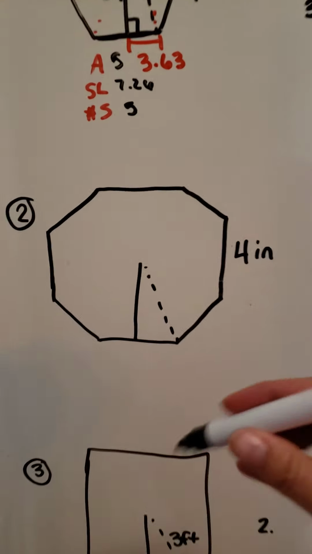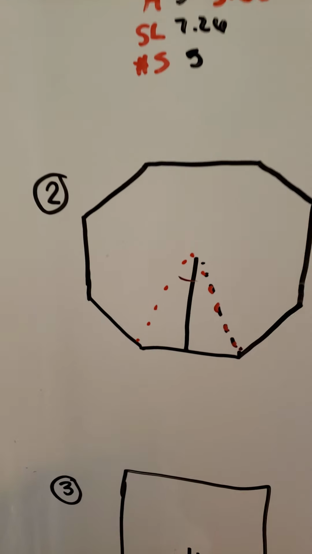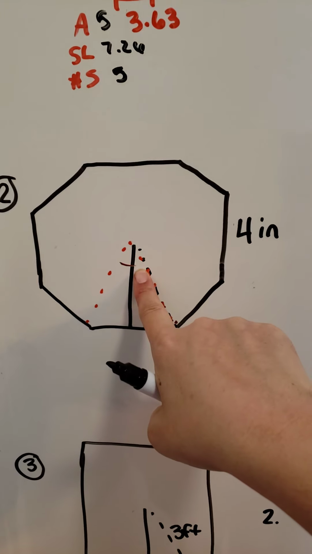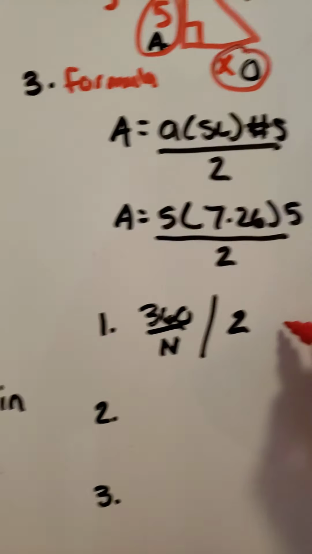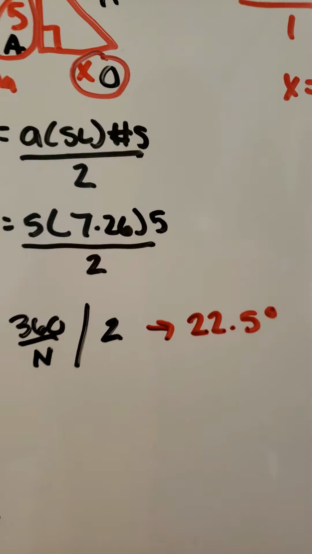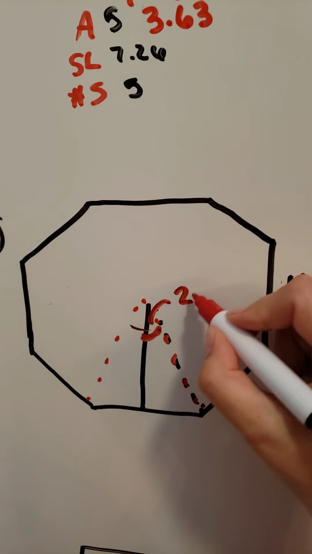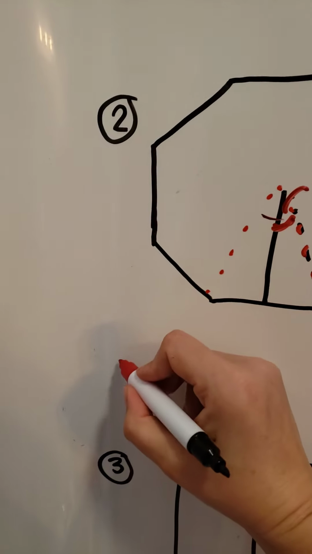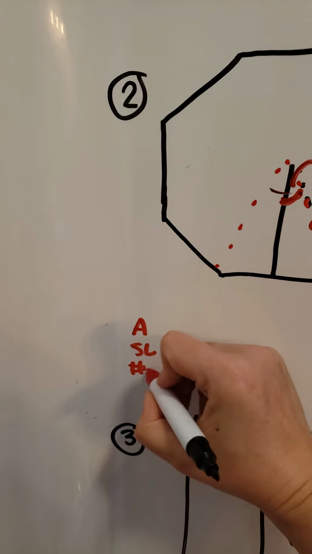Okay, 45 gives us this value of this angle, but I don't want that angle. I want just this guy. So you have to take that 45 and divide it by 2, which is why we say divide whatever you get here by 2. Then you get 22.5 degrees. So now we know our central angle. This angle right here is 22.5. What do we need? We need the apothem, side length, and number of sides.